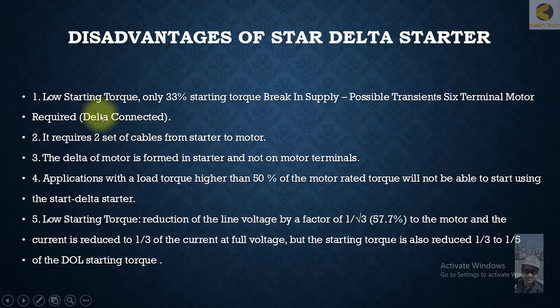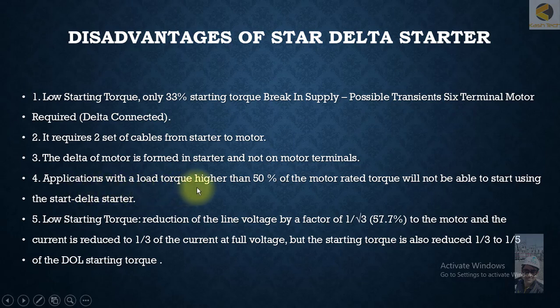Disadvantages: low starting torque, only 33% starting torque, break in supply, possible transient, 6 terminal motor required for delta connection. It requires two sets of cables from the starter to the motor. The delta of the motor is formed in the starter and not on the motor terminal.